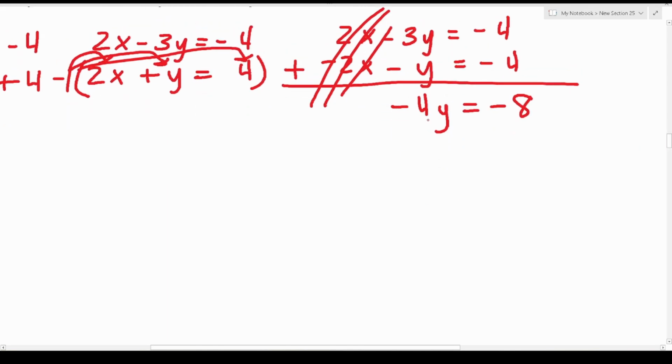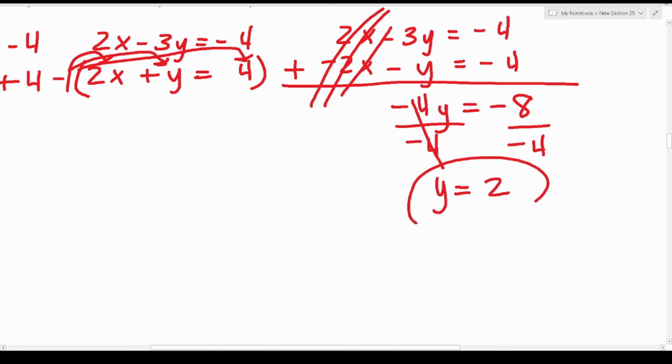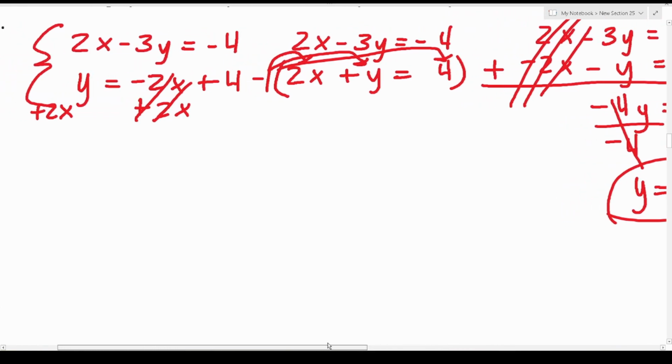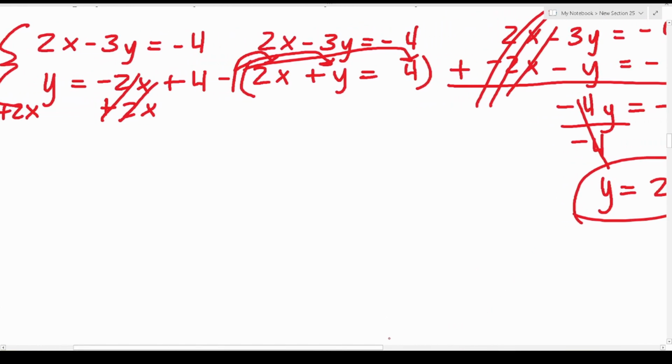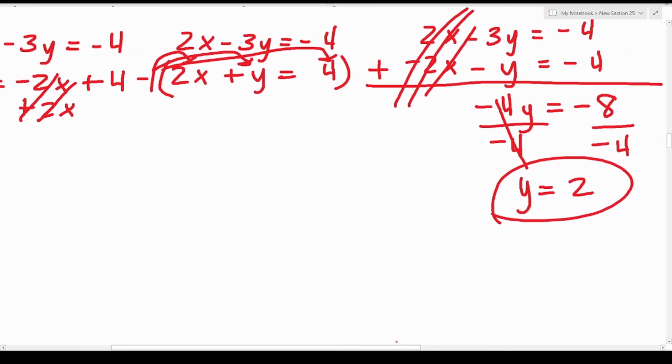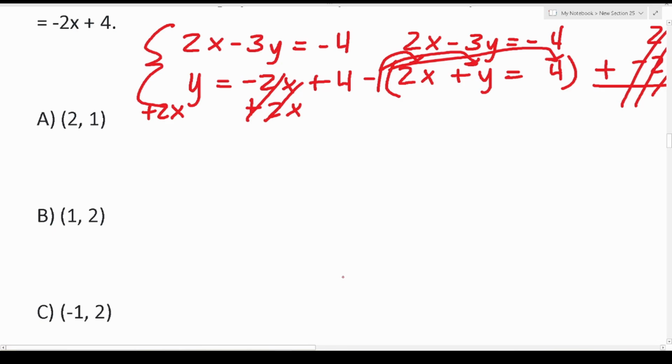Okay? So now we're just solving for y, that is, we want to get y by itself. So we're going to divide both sides by -4. This crosses out, leaving you with y equals -8 divided by -4. A negative divided by a negative is a positive, so -8 divided by -4 is going to be +2. We've solved for y. In order to solve for x, you take this value for y, and you plug it back into one of the original equations. And those are right here. We have 2x minus 3y equals -4, and y equals -2x plus 4. I'm just going to plug it into the top equation.